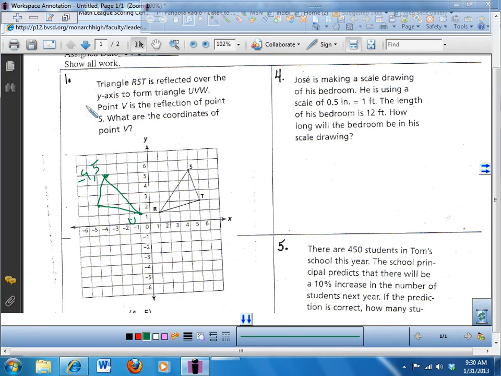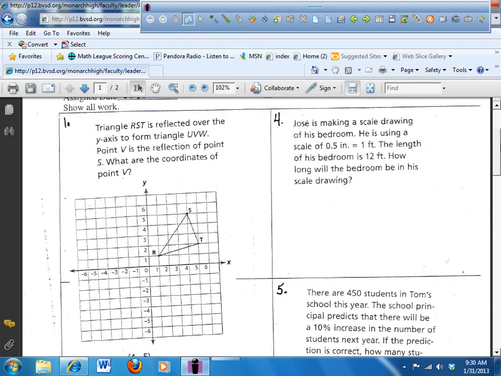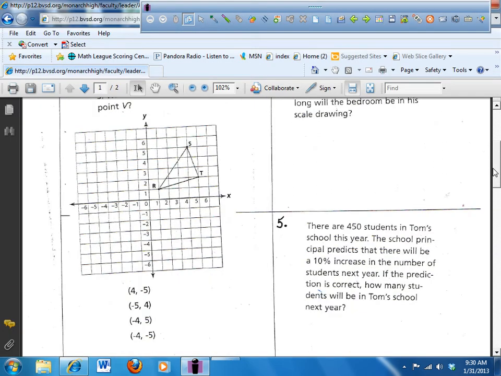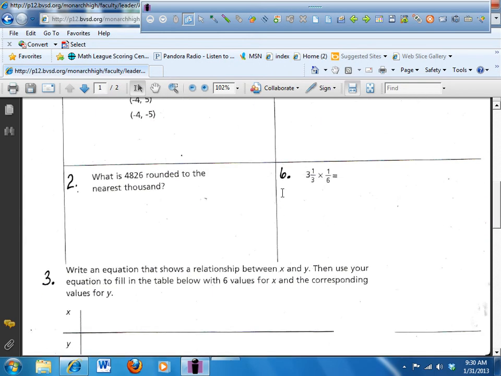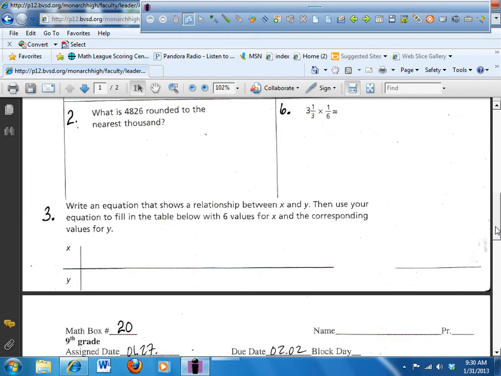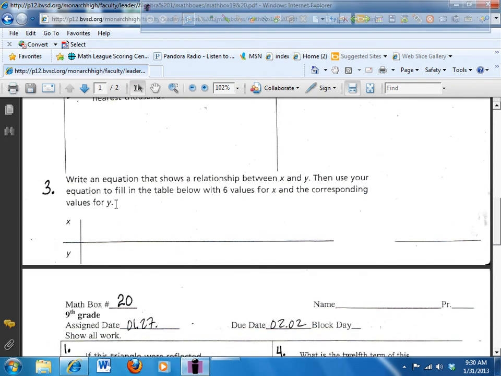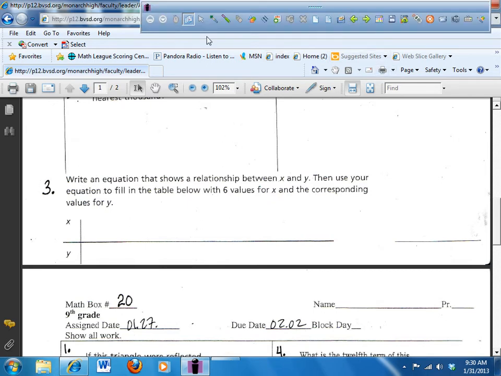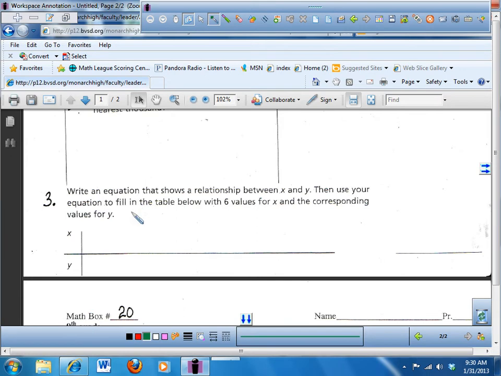Number 3. Where's number 3? Oh, that's number 6, isn't it? Write an equation that shows the relationship between x and y. Then use your equation with 6 values for x and the corresponding value for y. So they just basically want you to write any old equation, okay? This is kind of an open-ended question.